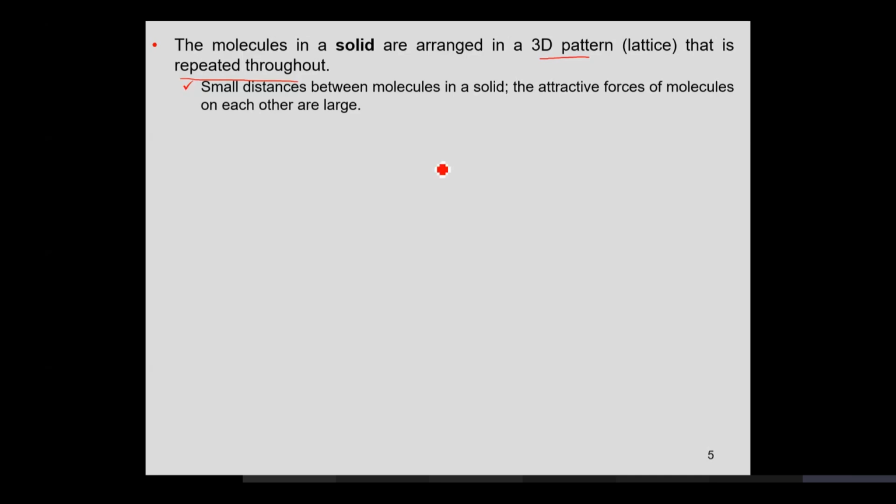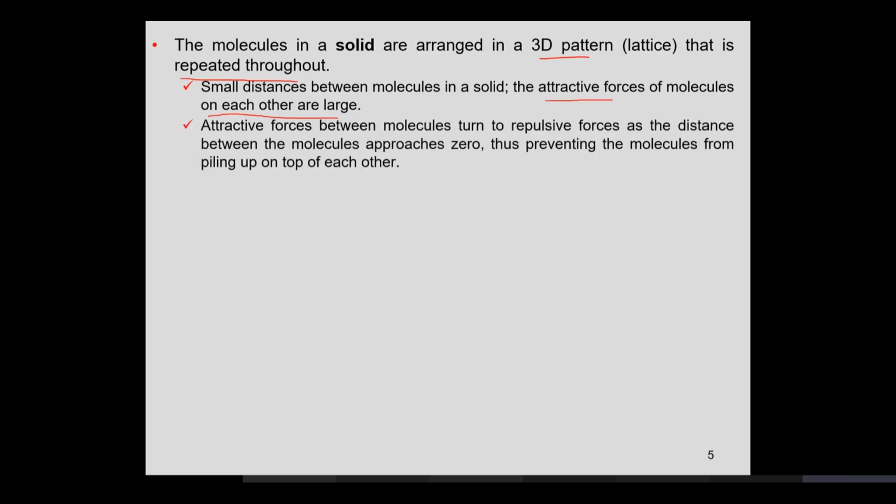If you start with the solids, you know that the molecules in solids are arranged in a 3D pattern that is repeated throughout the lattice. That's a unit cell which is being repeated throughout. There are small distances between molecules in a solid, and the attractive forces of molecules are large, and they act on each other. Now, considering the attractive forces are large, you may have a question: why don't they fall upon each other and start piling on top of each other? That is due to the repulsive forces that become dominant as the molecules start to approach each other.